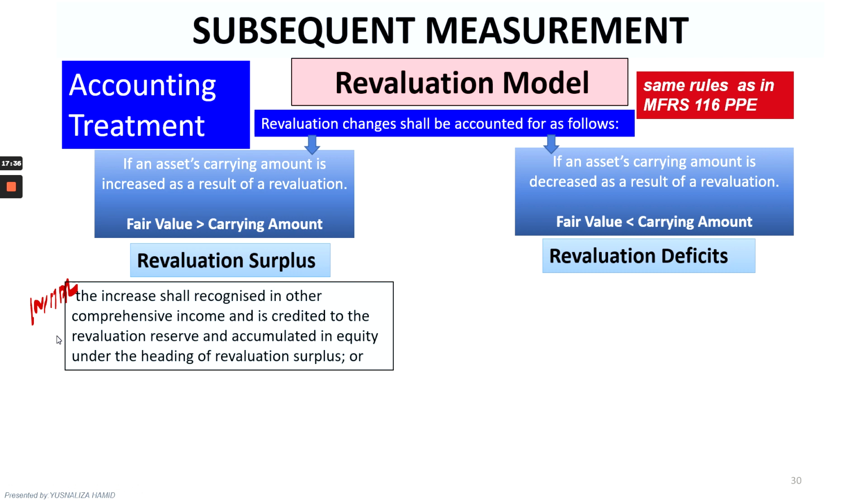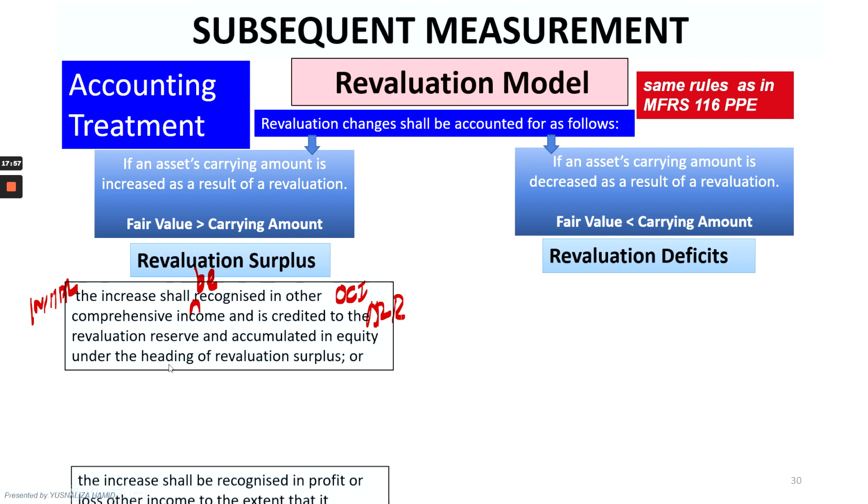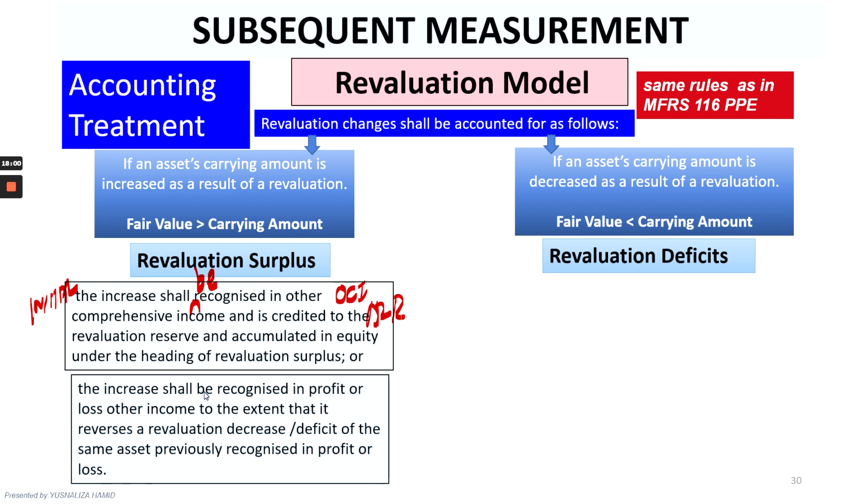For the initial revaluation, the increase or the surplus shall be recognized in other comprehensive income, or OCI, and it is credited to the revaluation reserve, ARR, and it will be accumulated under the statement of changes in equity. If you have a second or subsequent revaluation, the increase, if this is a surplus, will first need to be recognized in profit or loss if there is a revaluation deficit that has taken place before that.